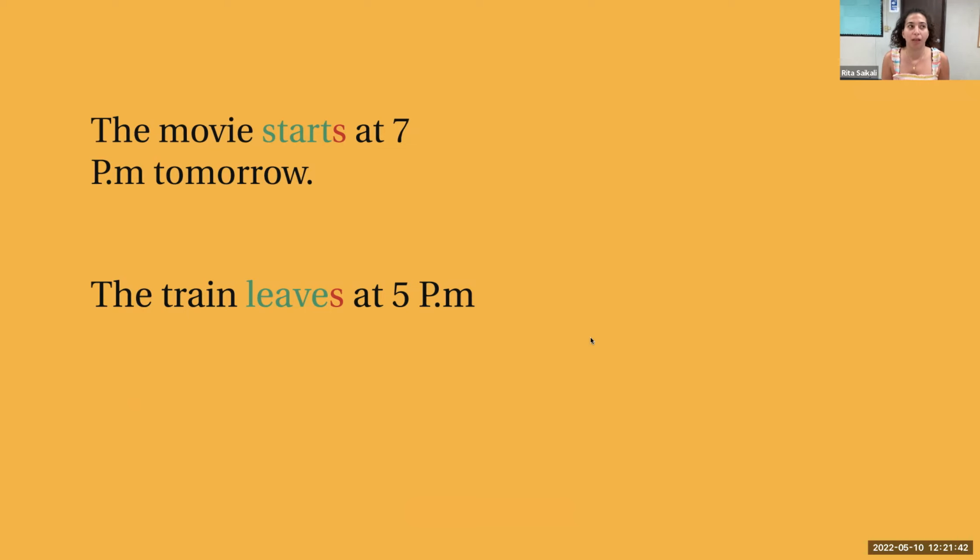I catch the train. I catch the 7 a.m. train every day. Okay, that's obviously a habit as well as a schedule. Okay, the train leaves at 5 p.m. The class starts at 11 every Saturday. Okay, so these are all schedule. When we're talking about a scheduling of time or something on the calendar, we tend to use simple present.